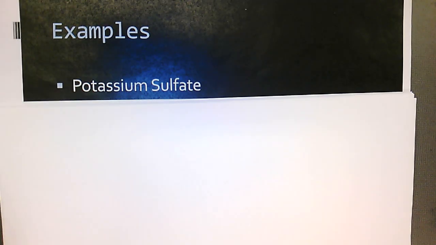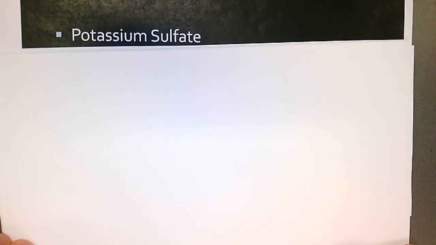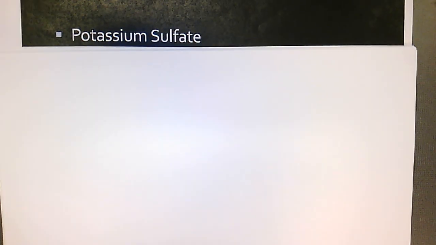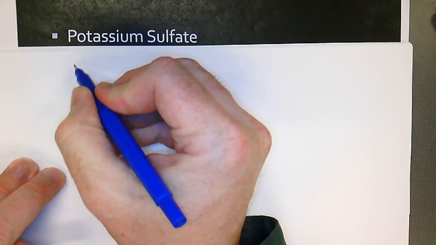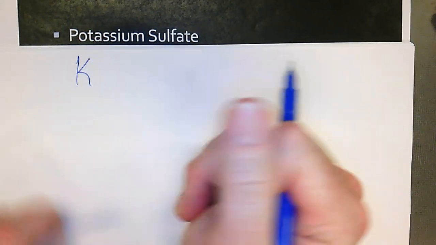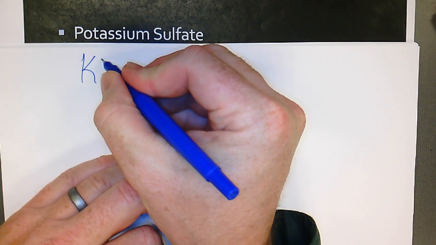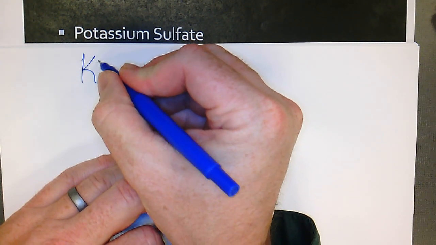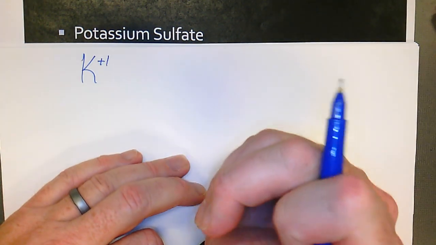All right. So for our examples, and we do these just like we did the regular ones. The first one is going to be potassium sulfate. Potassium sulfate. So let's start out. Potassium. What's the symbol for potassium? K. All right. And what's its charge? +1, because it's in the first column on the periodic table.